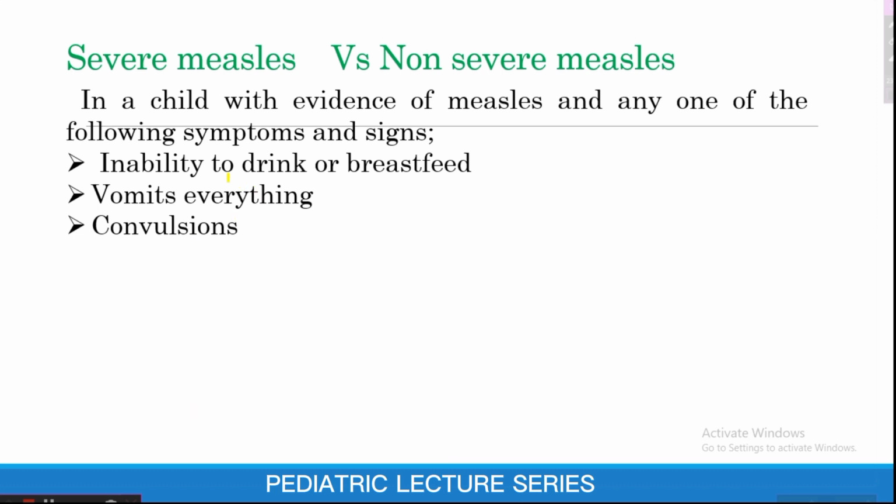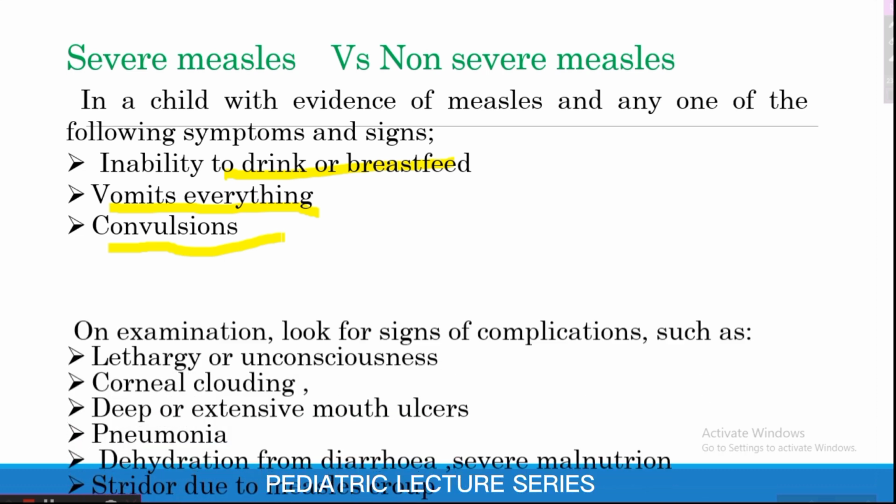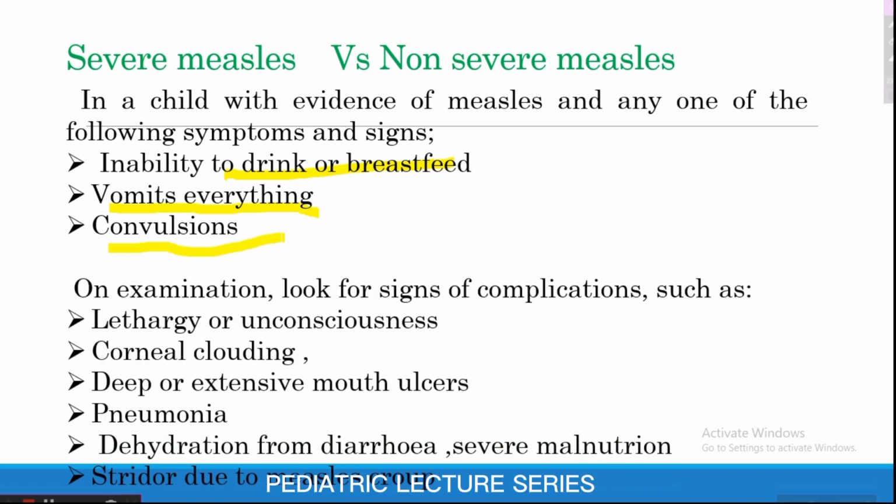One, inability to drink or breastfeed, vomits everything that it takes, and is having episodes of convulsions. On examination, look for signs of complications of measles, which include lethargy, unconsciousness, corneal clouding, corneal ulceration, deep or extensive mouth ulcer, pneumonia, dehydration from diarrhea, severe malnutrition, and stridor due to measles croup.